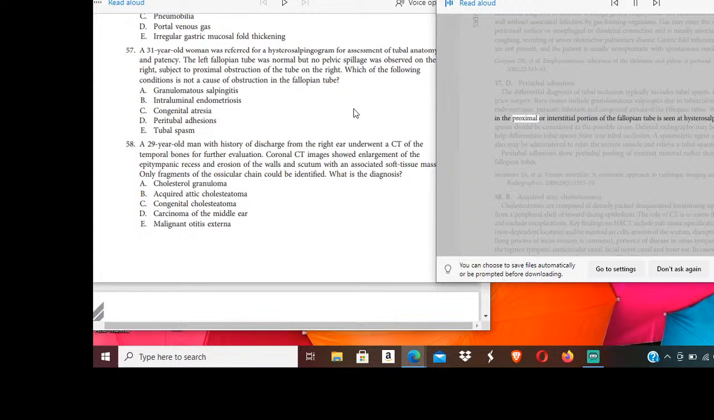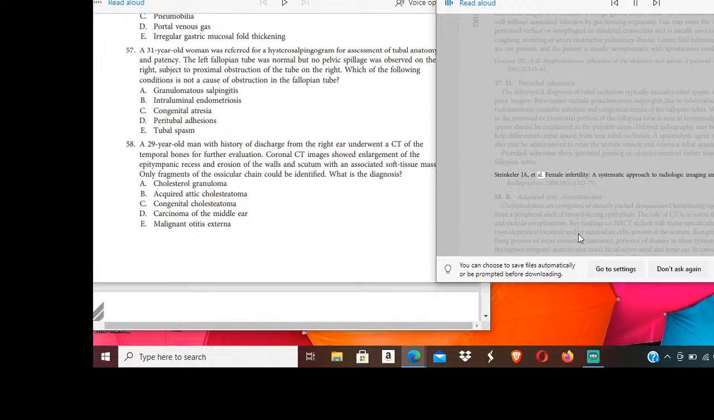When tubal occlusion in the proximal or interstitial portion of the fallopian tube is seen at hysterosalpingography, a tubal spasm should be considered as the possible cause. Delayed radiography may be performed to help differentiate tubal spasm from true tubal occlusion. A spasmolytic agent such as glucagon also may be administered to relax the uterine muscle and relieve a tubal spasm. Peritubal adhesions show peritubal pooling of contrast material rather than occlusion of fallopian tubes.